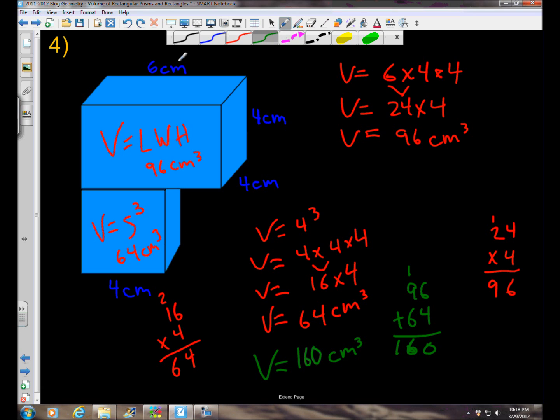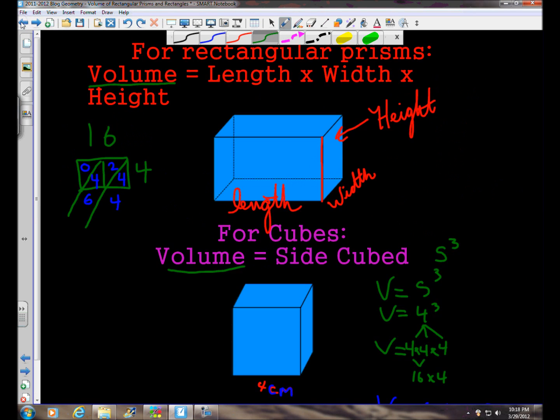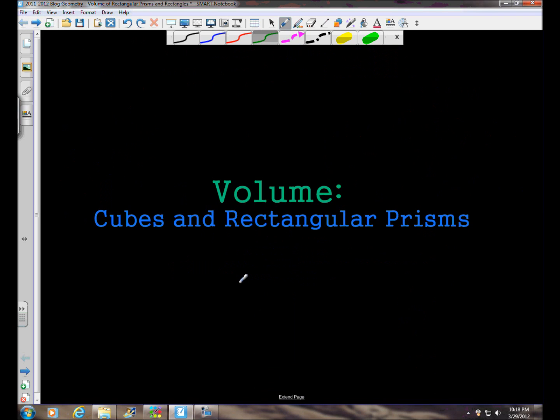So there you have a quick look at volume of cubes and rectangular prisms.